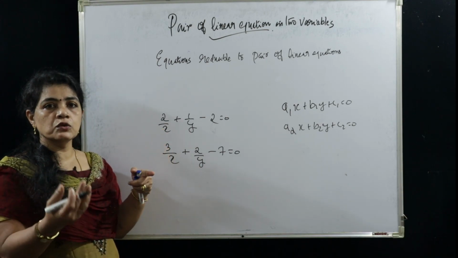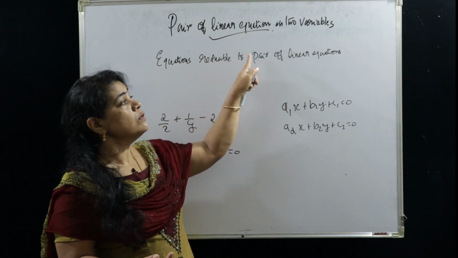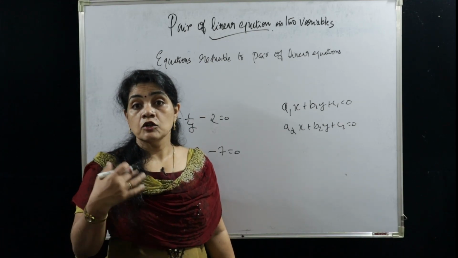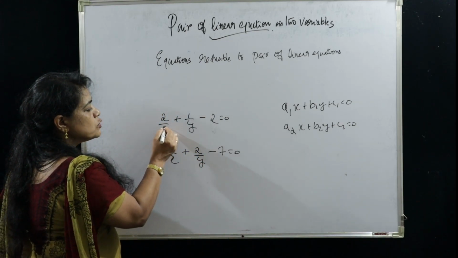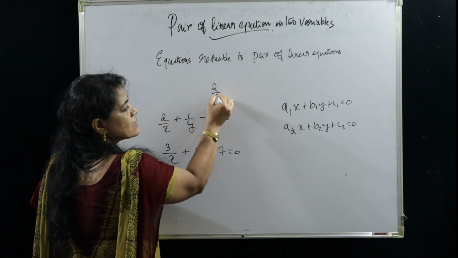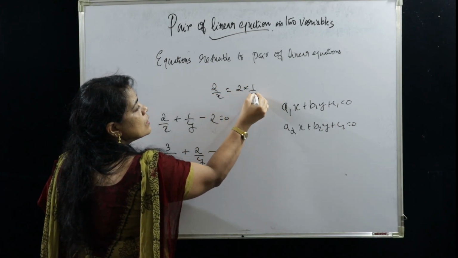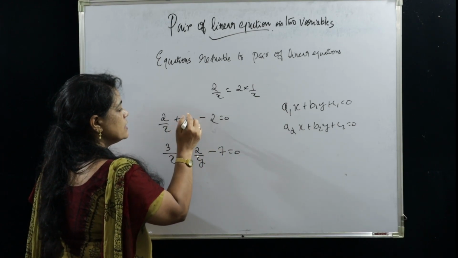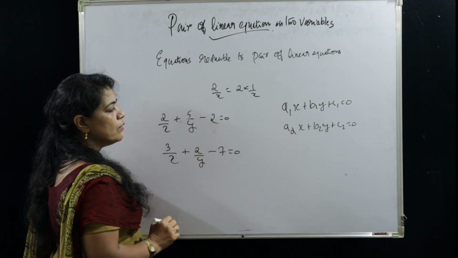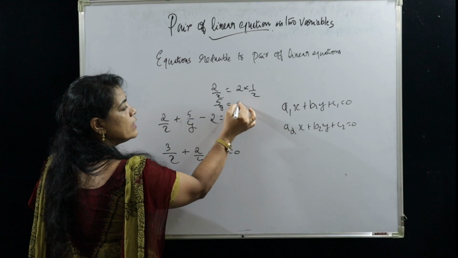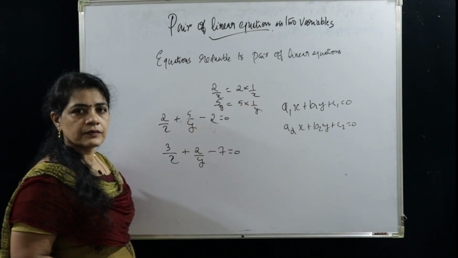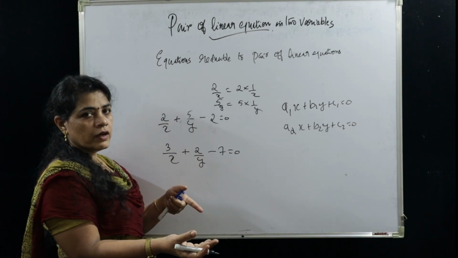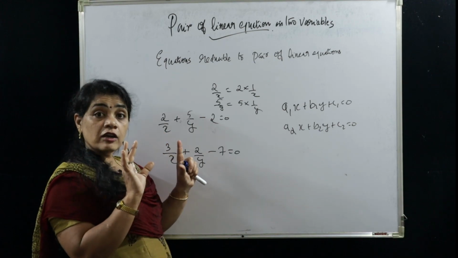You have to substitute. You have to reduce this into a pair of linear equations in two variables. For that, children, what is 2 by x? This is equal to 2 into 1 by x. And what is 1 by y? Suppose it is 3 by y, or here 5 by y. What is 5 by y? 5 by y is 5 into 1 by y. Even 2 by y is 2 into 1 by y. I just want to explain what 5 by y means.